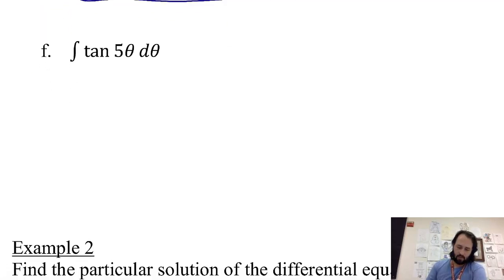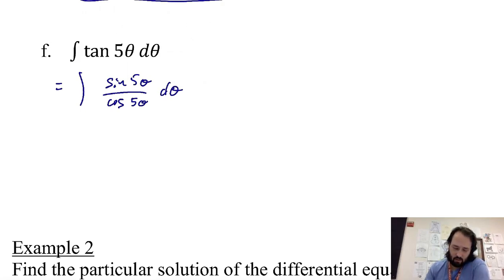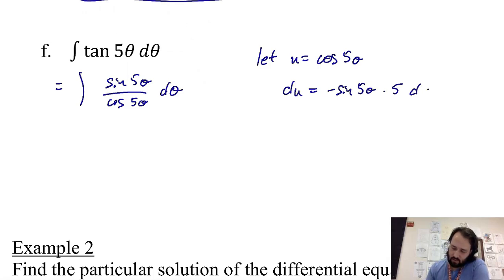Alrighty. Tangent of 5 theta d theta. We do not know the antiderivative for tangent, but now we will. Because what you can do is you can make tangent sine over cosine, as long as you're keeping the angle the same. And I am going to let u equal my denominator here, such that du would be negative sine of 5 theta times 5 d theta.